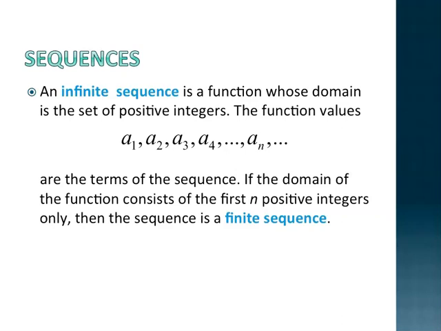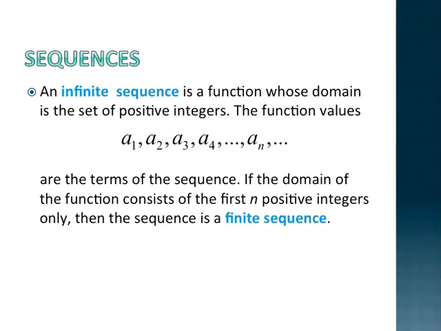If the domain of the function consists of the first n positive integers only, then the sequence is what we call a finite sequence. We're talking about this as a function, which means that the domain is a set of all positive integers. So really what you're saying is you can come up with the first term, second term, third term, as long as it's a positive integer. You won't be able to come up with the 2.5 term and so on. So it has to be positive integers. We're not going to have the negative fourth term, right? Okay, so that's the domain aspect there.